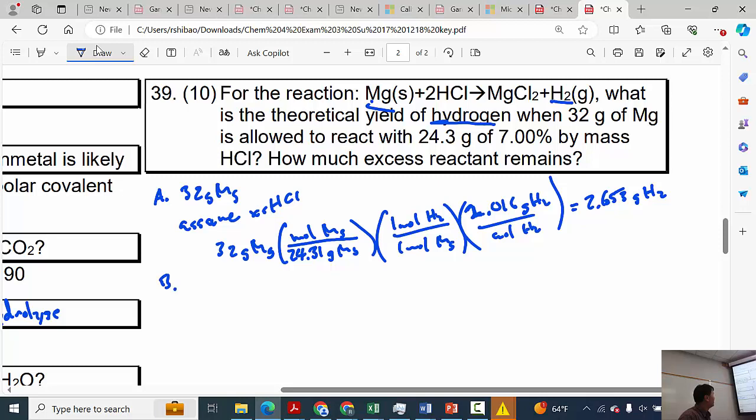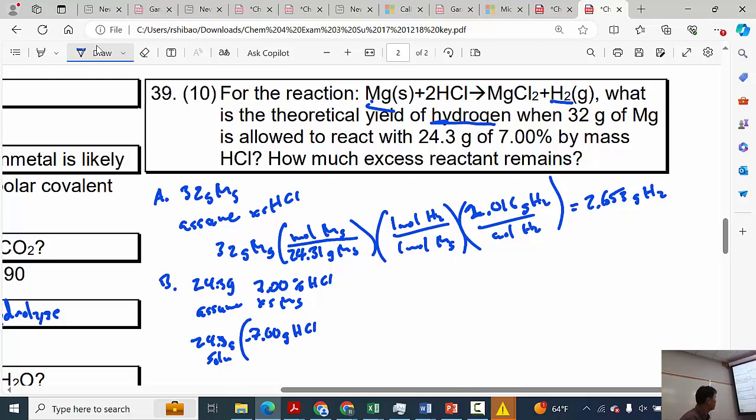All right, B, we're going to use 24.3 grams of 7.00% HCl. And here we're going to make the opposite assumption. We're going to assume excess magnesium. So here we'll take 24.3 grams of solution. And this solution is going to contain 7.00 grams of pure HCl for every 100 grams of solution.